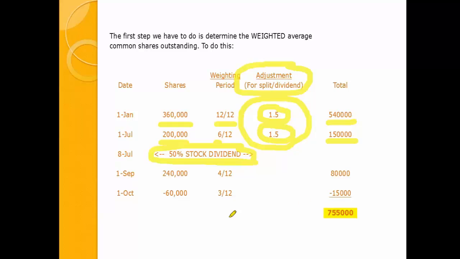The transactions after the stock dividend are different. On September 1st, there was an additional 240,000 shares that were issued. However, since they were issued on September 1st, their impact from a weighted average perspective is only 4 months out of the 12 months. So 240 times 4 divided by 12 gives us an additional 80,000 shares.